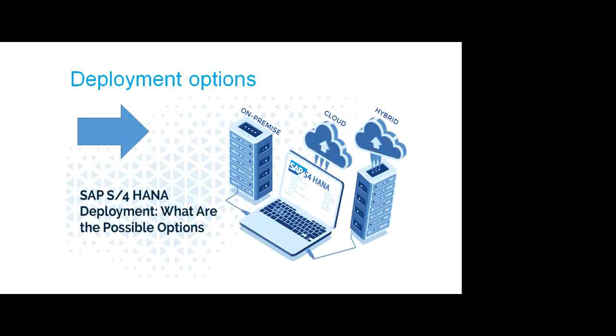Now, after HANA, SAP S4 HANA, the total SAP software can be deployed on premises, cloud or hybrid. What is on premises, what is cloud, what is hybrid? On premises means your server is kept in your own building, that is on premises. Cloud means you are hiring a place where your server resides.